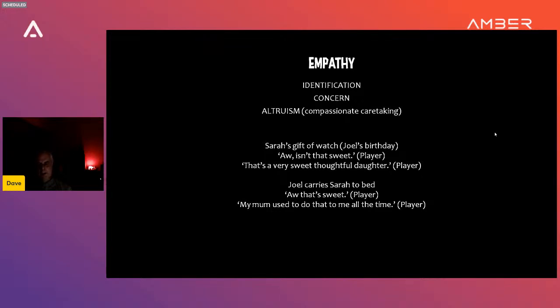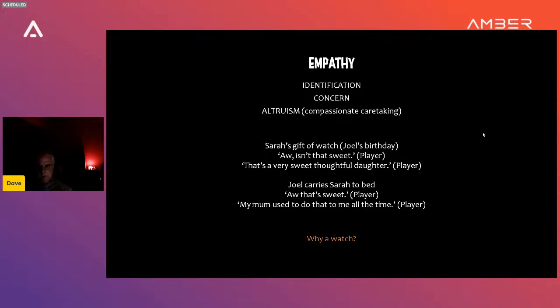It's almost like we're moving into the world of cute here, in the squee response, in response to things that are cute. "My mum used to do that to me all the time," said another player. So you can see straight away we've got the identification, the concern, and we're picking up on the compassionate caretaking as well. So that empathy pipeline is already in place.